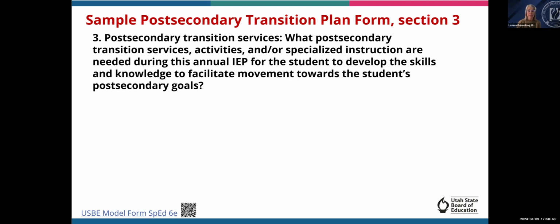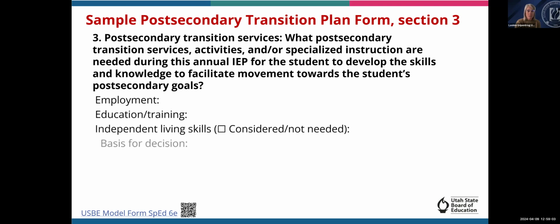But it's essentially saying, what are we providing the student this year to help them get closer to that dream, that post-secondary goal that they have set out and that the team has set out for them. Again, there's got to be one for each goal. So if the student has those three goals, then we'd want to see the three services. And we've also added recently this basis for decision.